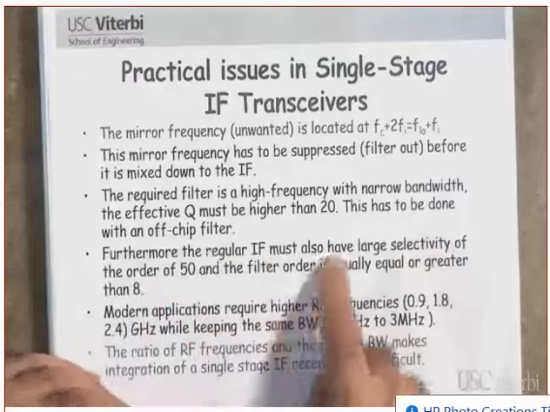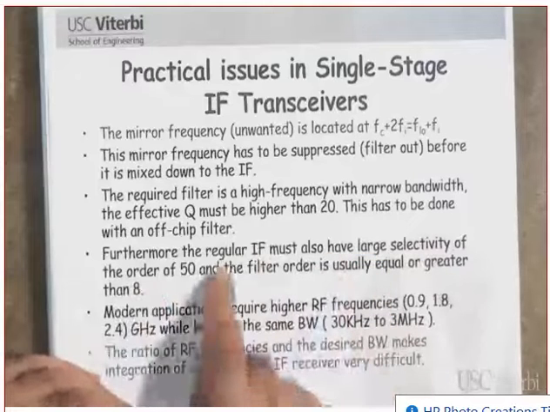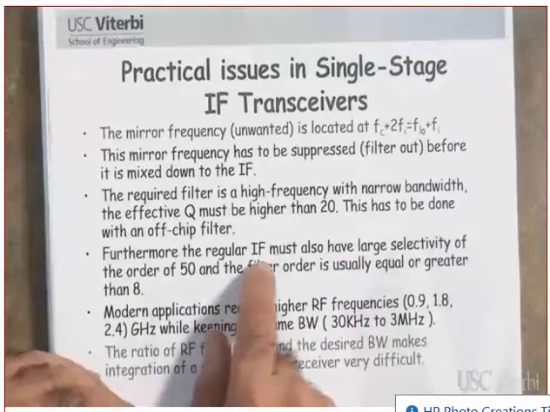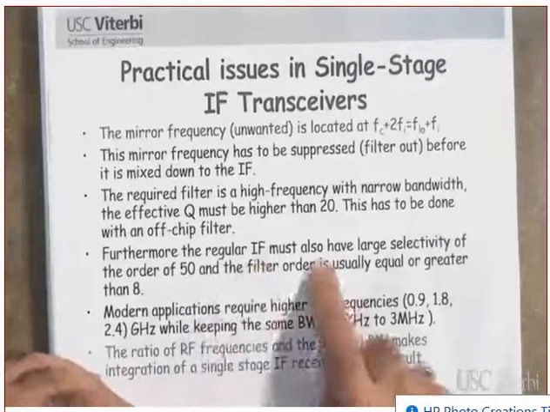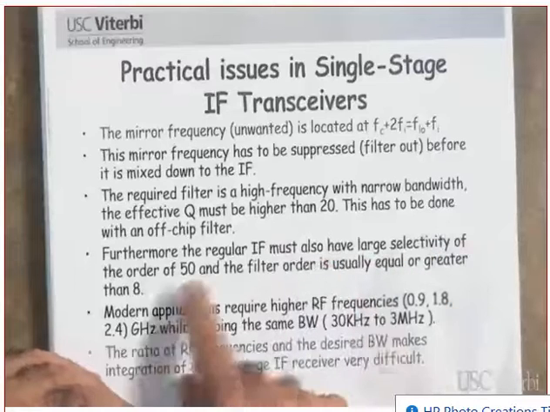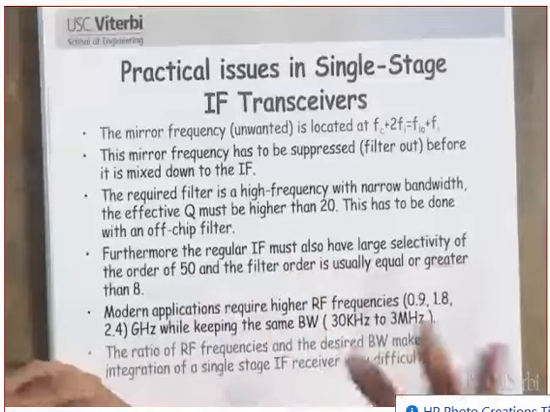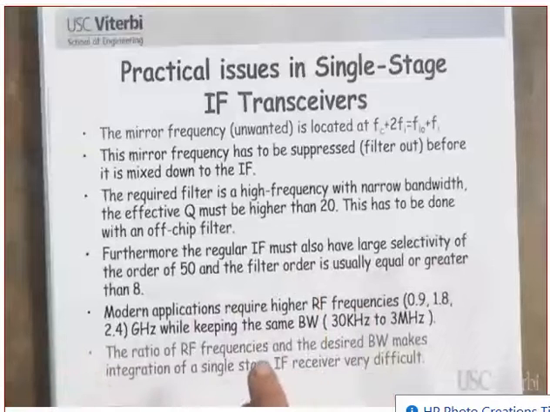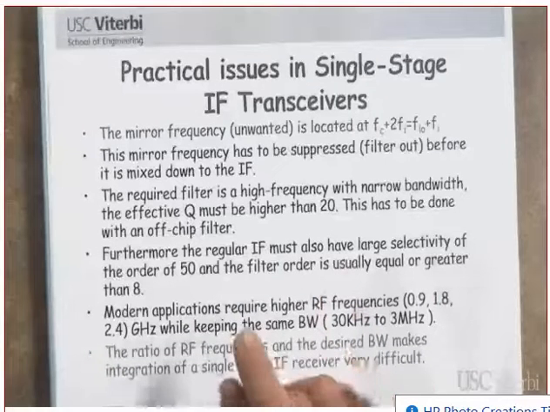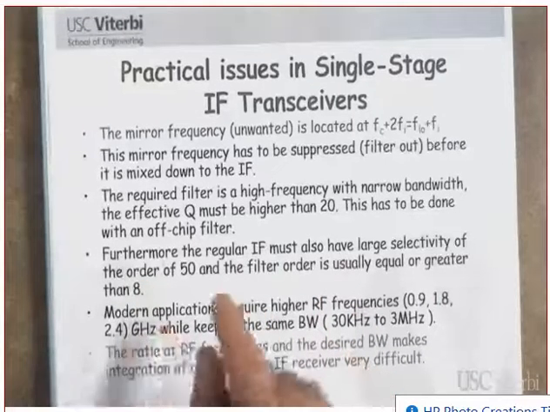The regular IF filter must also have large selectivity. What will the regular IF filter do? It selects the channel. So it must also have a large selectivity, of the order of 50, and the filter order is usually equal or greater than 8. Just some figures. Clear? This is pretty high.